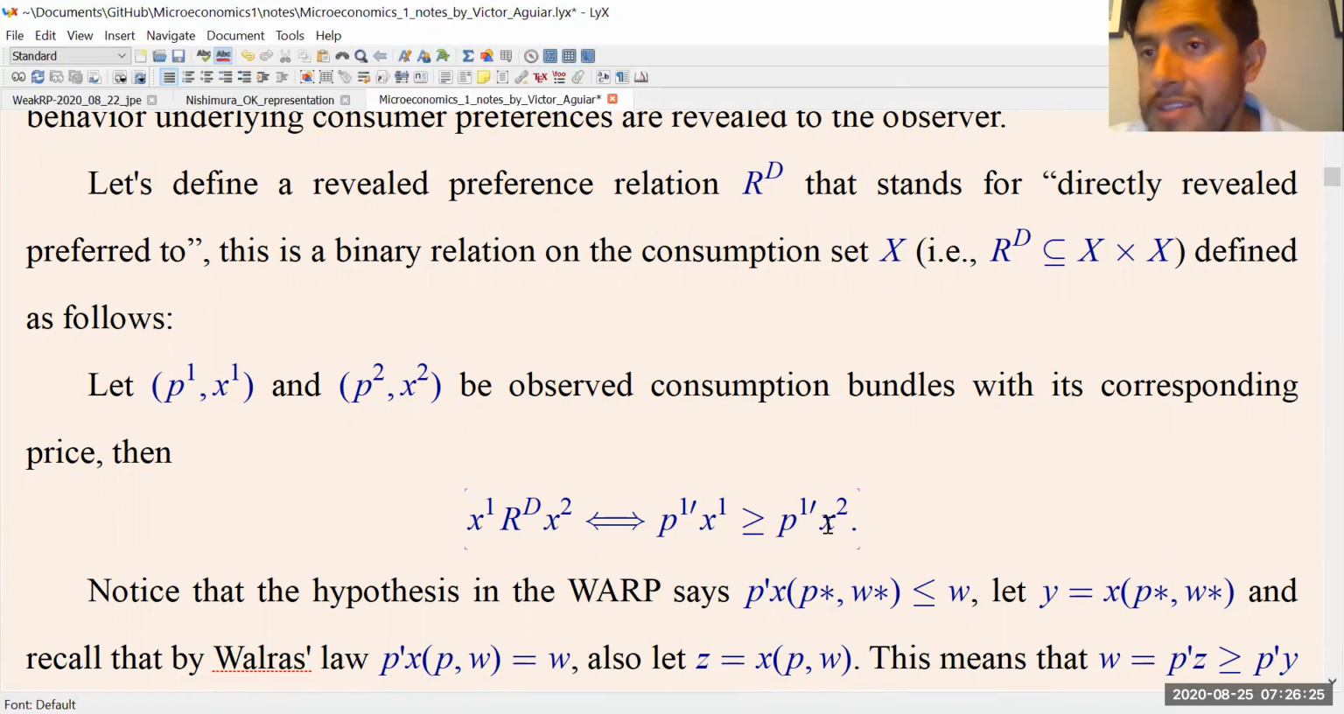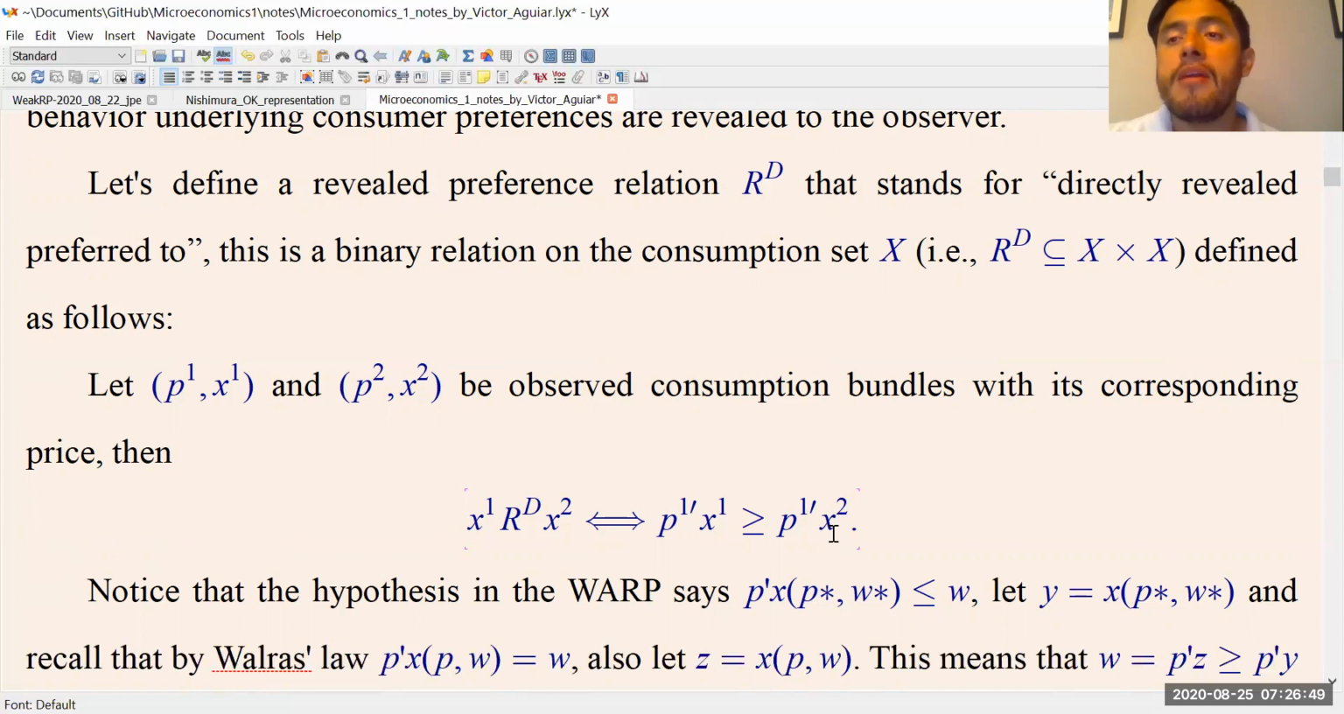So in words, this is telling you super simple information. At prices 1, this consumer chooses X1. But at the same price 1, X2 is actually cheaper. So what happens if the consumer picks X1 when X2 is cheaper? It must be because X1 is better for the consumer, right? So this is an inference.